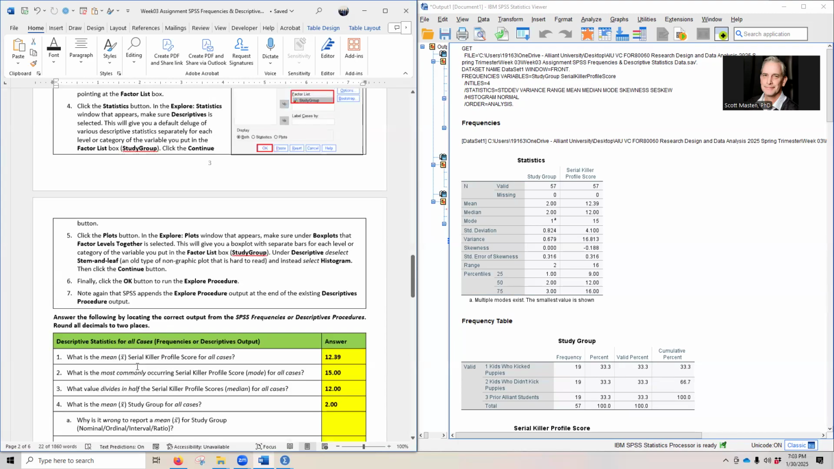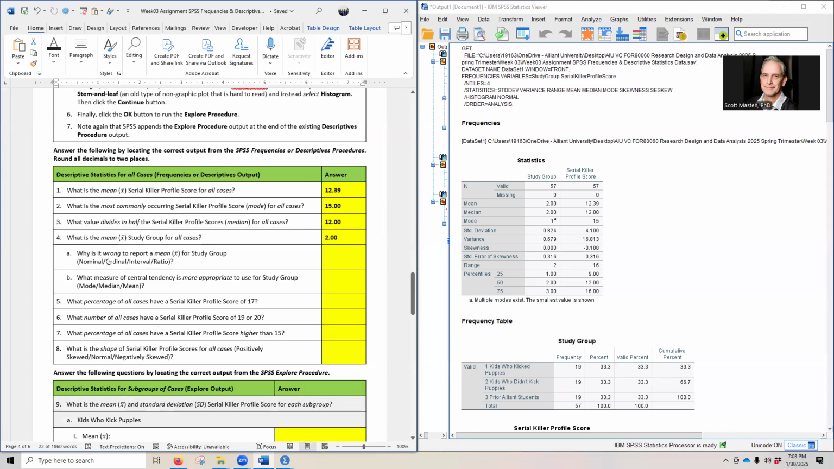So to answer the question, why is it wrong to report the mean for study group? Well, you've got 3 groups and it gives you the mean group because there are equal numbers in each group. It doesn't have meaning to say the average study group was 2. It just means that's the middle group, which is not all that interesting or surprising. So you shouldn't use the mean with nominal variables. It's kind of like asking what's the mean hair color. I don't know that has a whole lot of meaning.